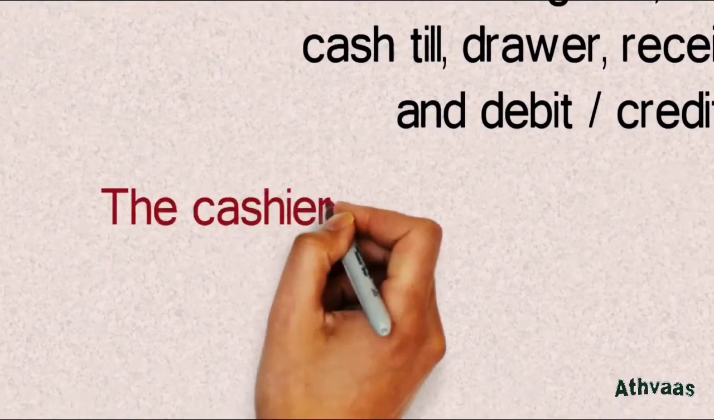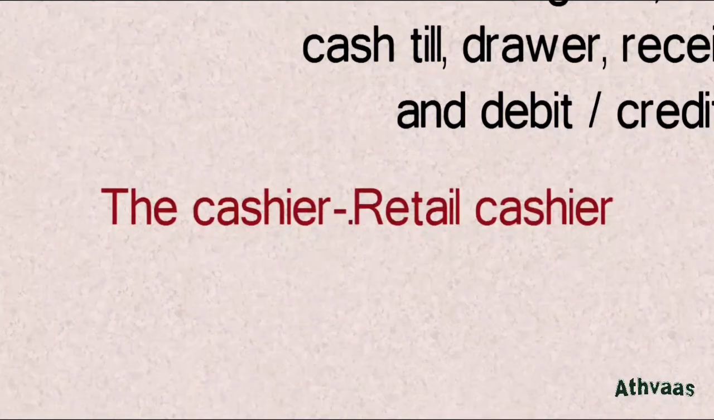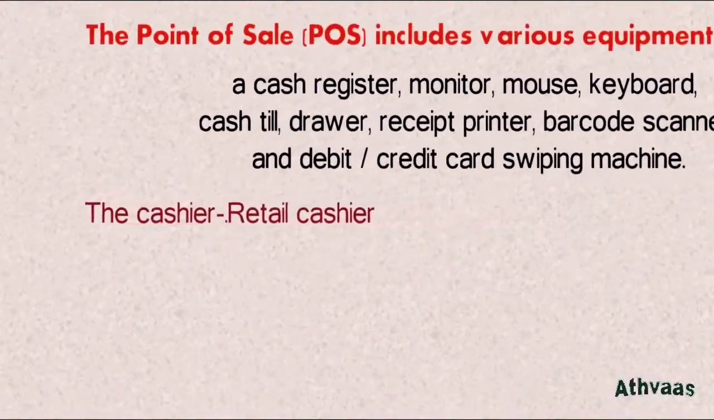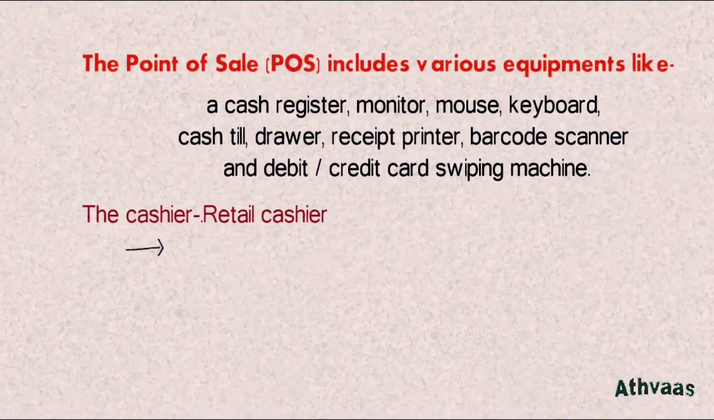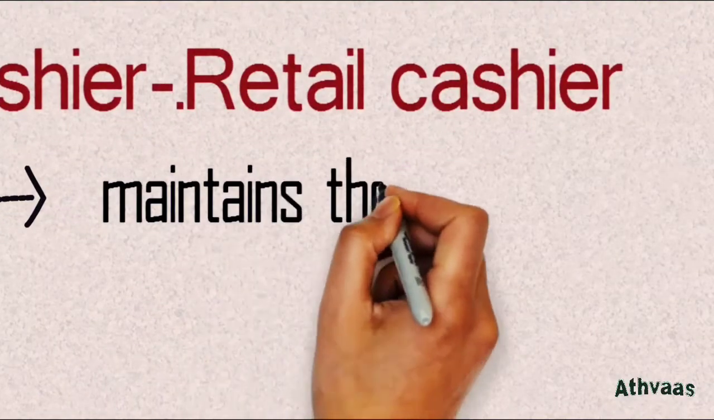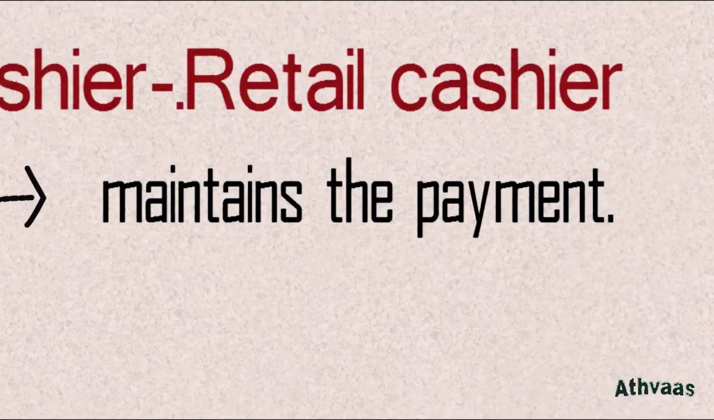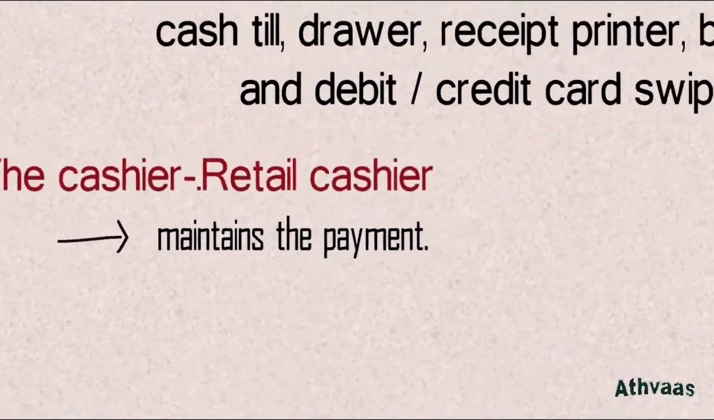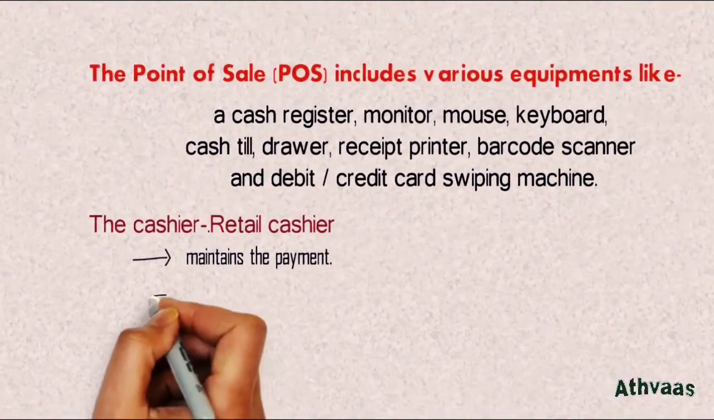These important functions are done by the cashier, who is also known as the retail cashier. Let's see what the functions are that a retail cashier does. The primary function of a retail cashier is that he maintains the payments. There are different kinds of payments that happen at the POS that are maintained by the cashier.